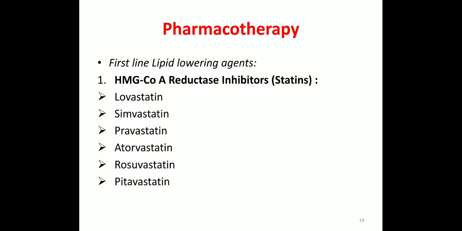Now the pharmacology or pharmacotherapy: how to treat these diseases. So first line lipid lowering agents are HMG coenzyme reductase inhibitors, which is statin, the most important drug, one of the most commonly used drugs. Statins include lovastatin, simvastatin, pravastatin, atorvastatin, rosuvastatin. Atorva and rosuva are very commonly prescribed.